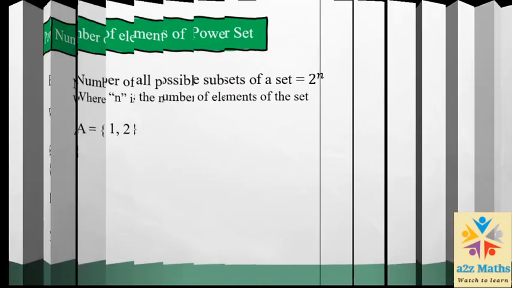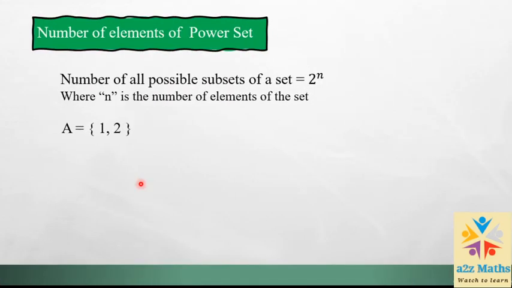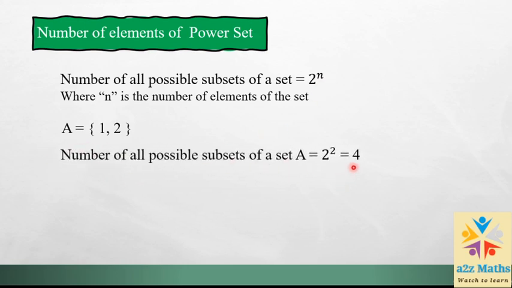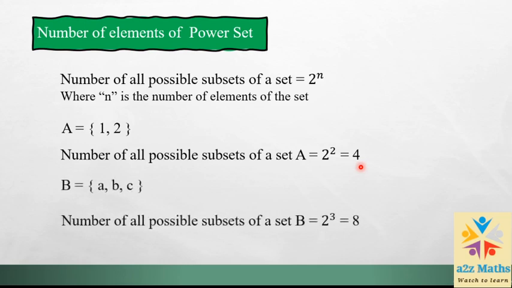Now, how to count the number of elements in a power set, the number of possible subsets. The formula for that is 2 power n, where n represents how many elements a set has. For example, if set A has 2 elements, it will be 2 power 2, which means the number of subsets will be 4. If you remember from the previous example, it was 4. Set B has 3 elements, so we use the formula 2 power 3. So the number of all possible subsets will be 8 in this case.